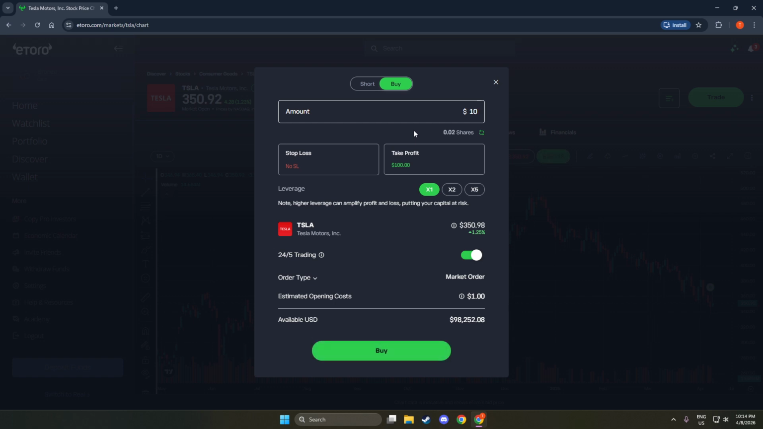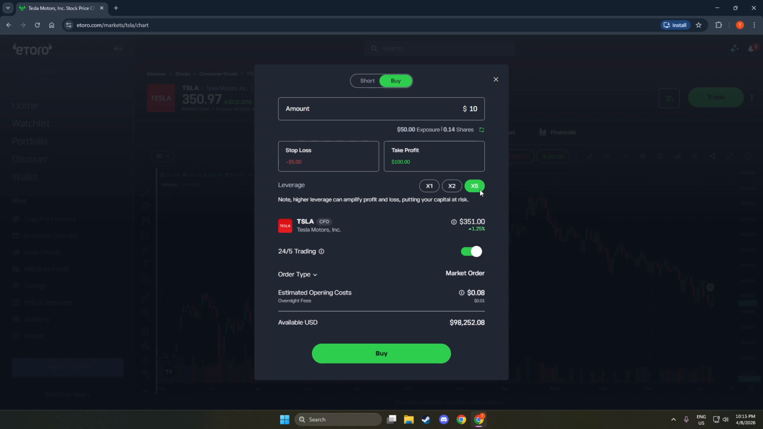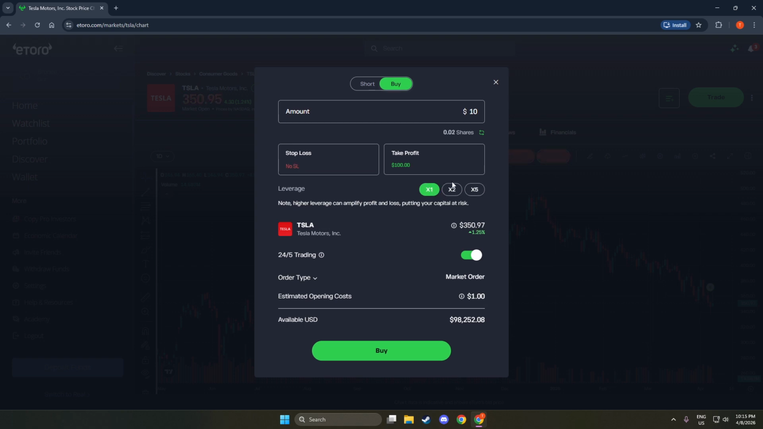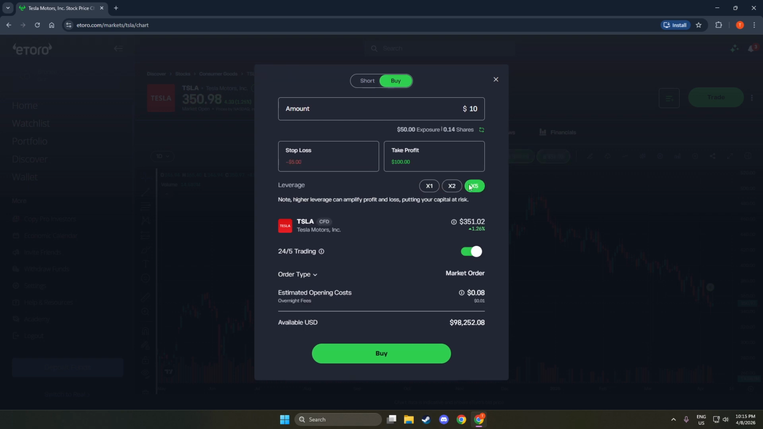In the trade window that opens, look for the leverage option. It's usually displayed as a multiplier, like X1, X2, X5, and so on. X1 means no leverage and you're taking a non-leveraged position. Higher numbers mean you're using leverage, typically through a CFD for that asset. The maximum leverage available can vary by instrument and by regulations in your country, so you may see different options depending on what you're trading.